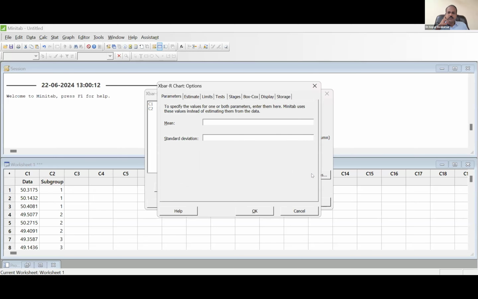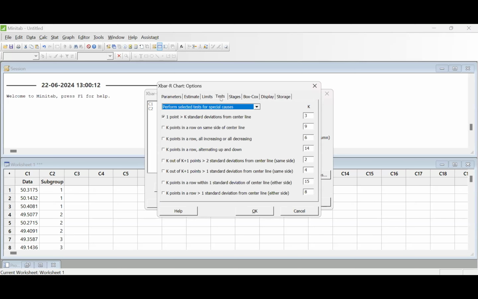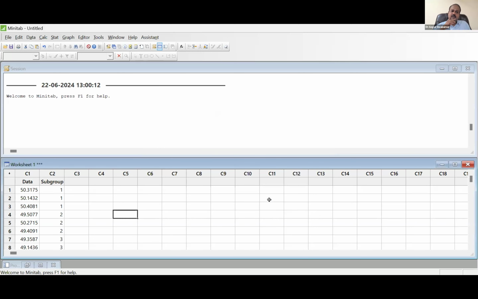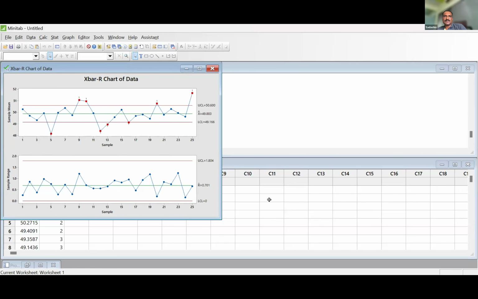Tests. What are the tests you want to include? Go to the tests. See, the tests are designed based on the normal distribution. The more you understand, you will be able to select other tests. Okay, you give okay. Only one test. Again, okay. Now your control chart is ready.